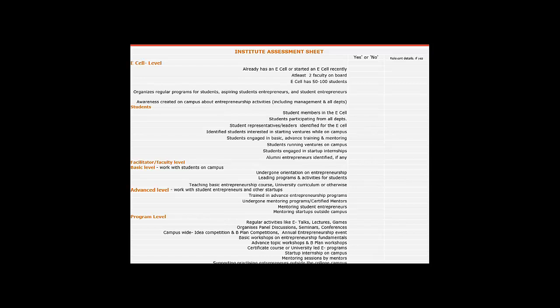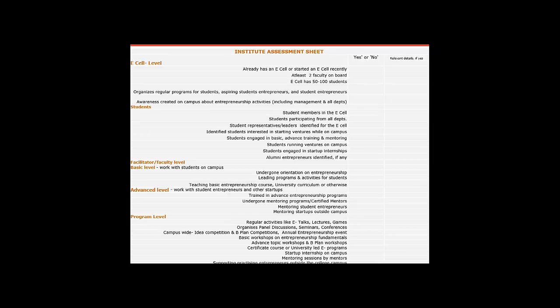You need to first assess yourself through this sheet to see what your current capacity is as far as entrepreneurship is concerned. As you can see, there are 4 to 5 major parts in this. The first capacity assessment that you need to do is at the E-cell level. Right? You really need to understand whether you have an entrepreneurship cell existing on campus or not. And if yes, how are you defining your entrepreneurship cell? How many students does it have? How many faculty? What kind of programs does it organize? How regularly? And also what kind of awareness is it creating? You can just take a simple yes or no in the attached column.